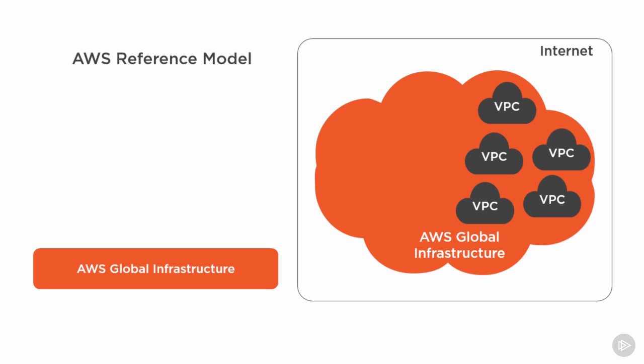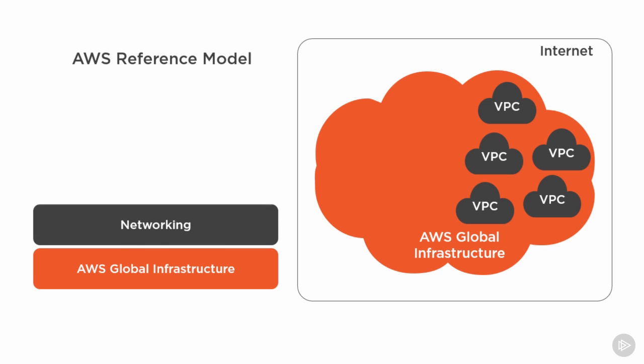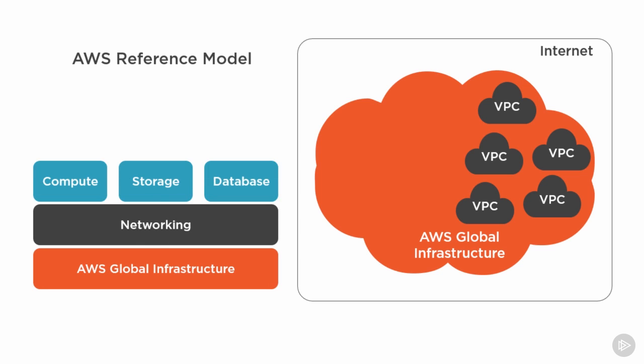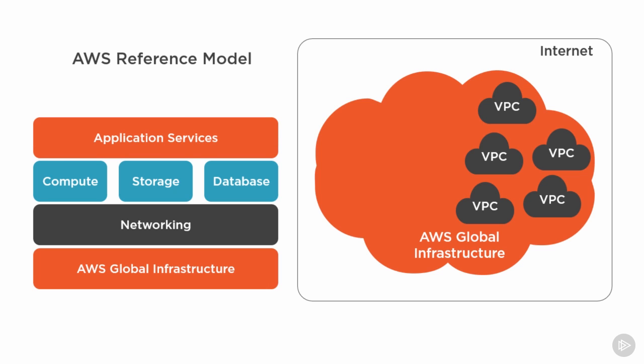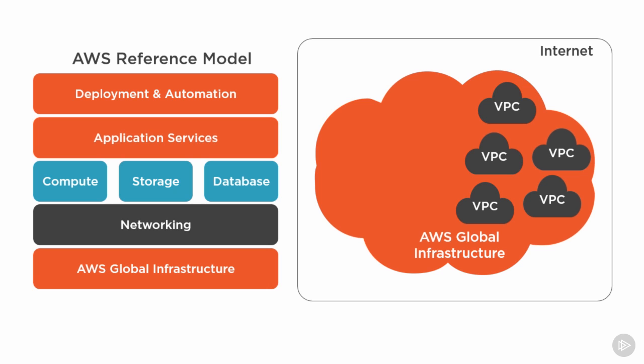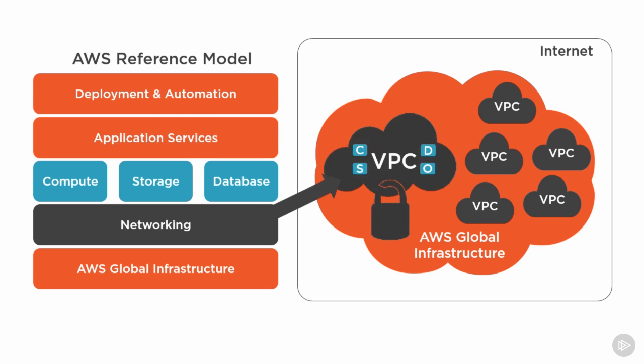Now, where does the VPC lie on the AWS reference model? So you have the AWS Global Infrastructure, you have the networking stack, and then you have things like compute, storage, and databases that sit on top. You have your application services, and you have your deployment and automation. This is a typical AWS reference model. Now, your VPC will obviously spin out of virtual networking or the networking stack. And again, it is an isolated environment where you can deploy resources, you can architect your network by creating other subnets, etc.